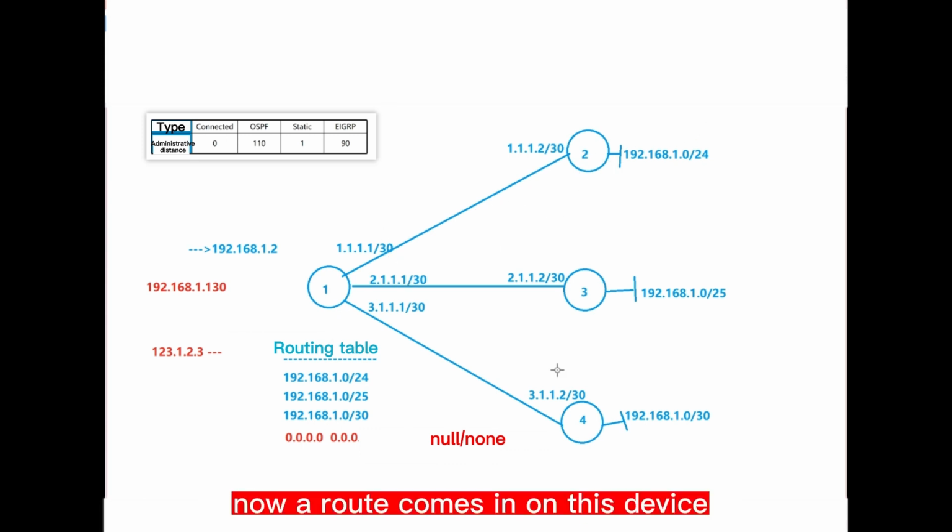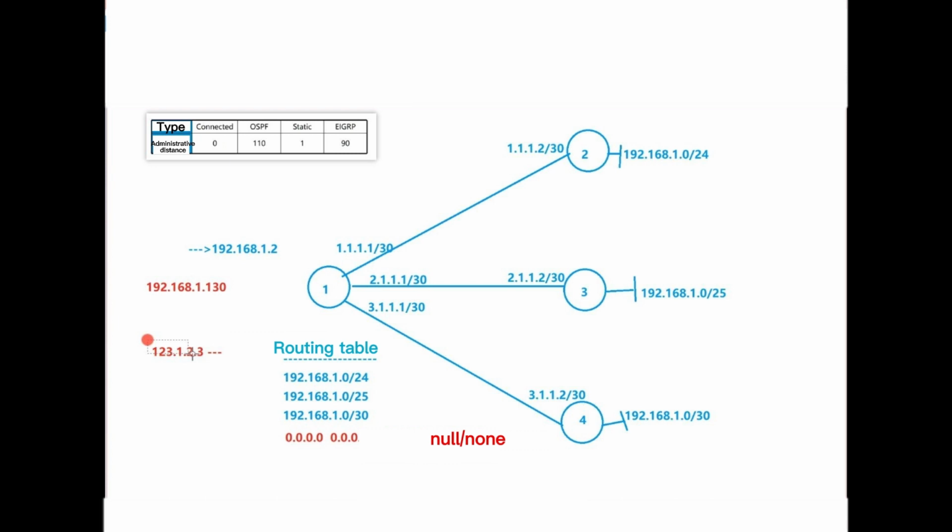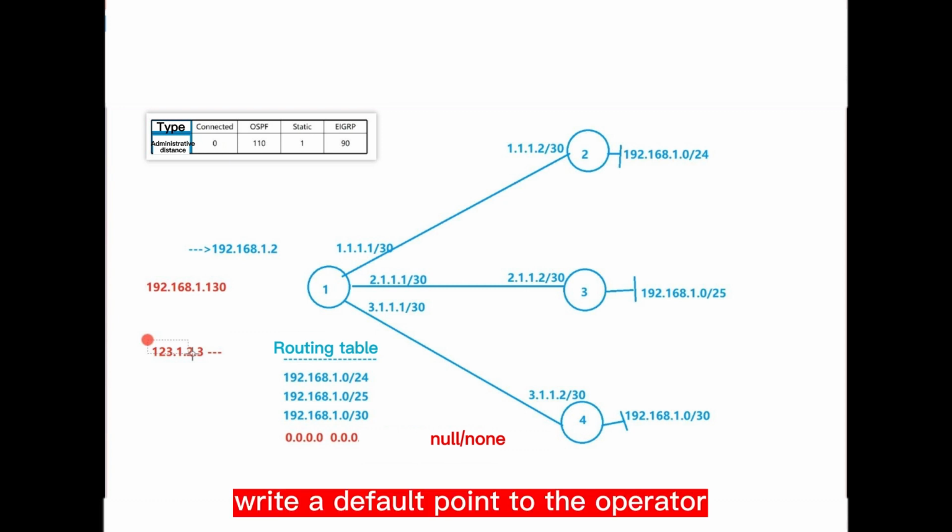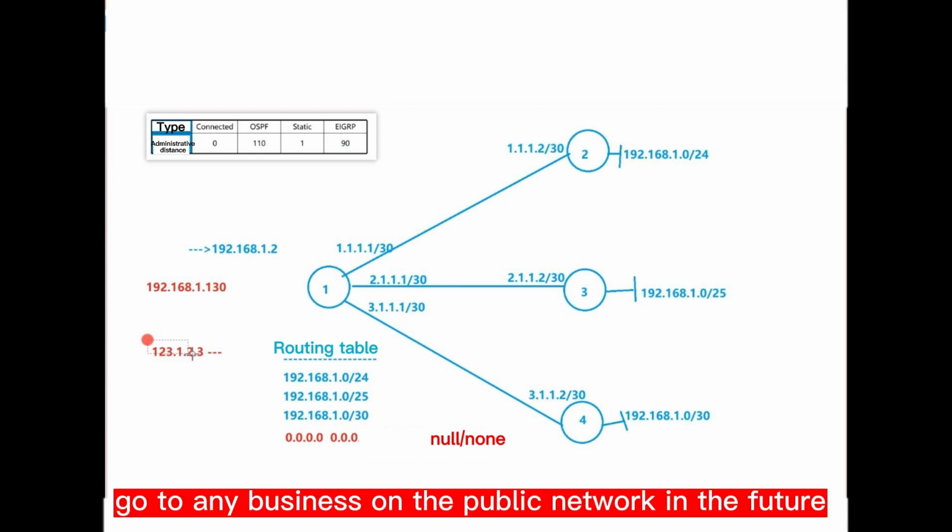Now a default route comes in on this device. If we match now, can it match? OK, it is allowed. For the corporate export here, write a default route pointing to the operator, to reach any business on the public network in the future.